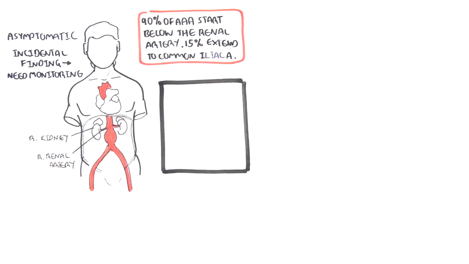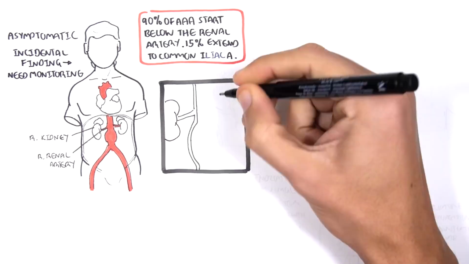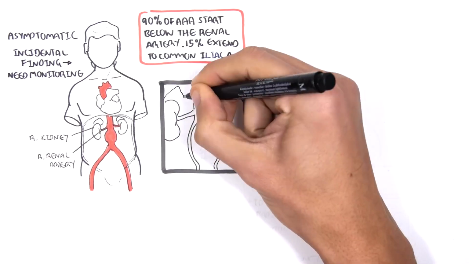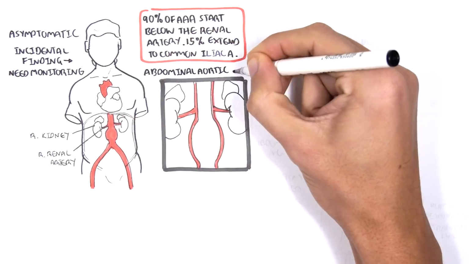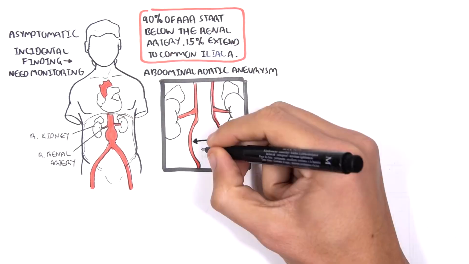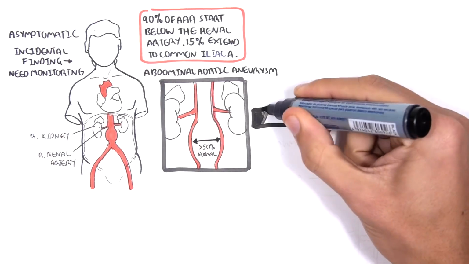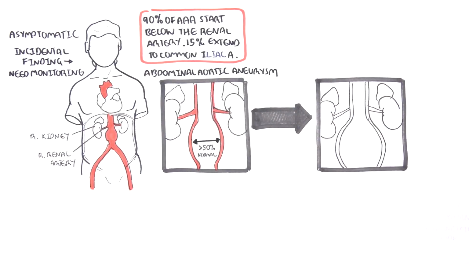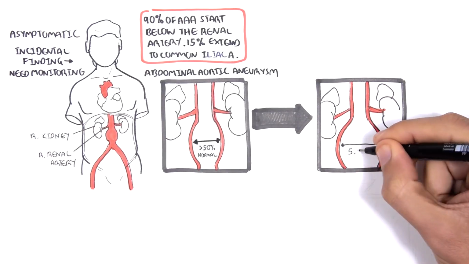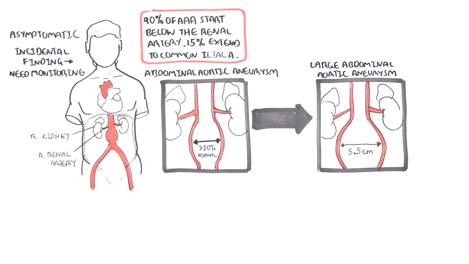So here is your abdominal aorta with an aneurysm below the kidney arteries, the renal arteries. In general, an aneurysm can be defined as an increase of 50% of the vessel's diameter. A AAA requires continuous monitoring. A large abdominal aortic aneurysm is defined as an aneurysm greater than 5.5 centimeters, and this requires treatment.